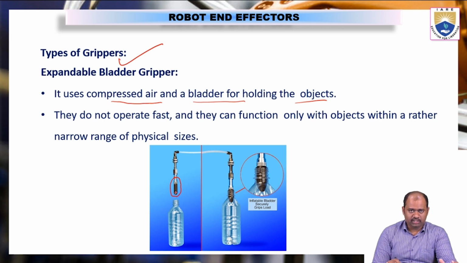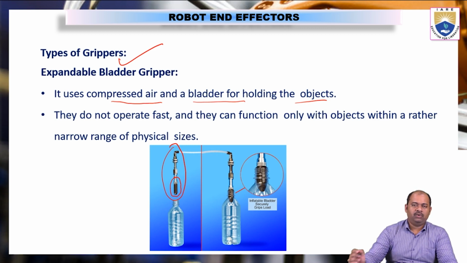So before inflation, before the expanding of the bladder, we will send this entire thing into the bottle, and once it has entered the bottle, we will send compressed air into the bladder so that it expands and holds the bottle from inside. Now I can lift the bottle along with the bladder and this entire arrangement from one place to another place. And after it reaches the end point, the bottle will be released by simply removing the compressed air from the bladder.